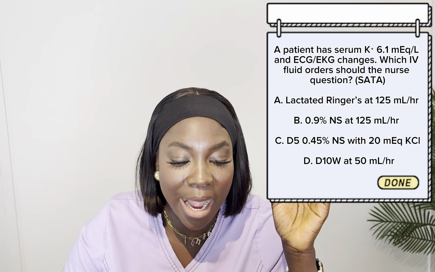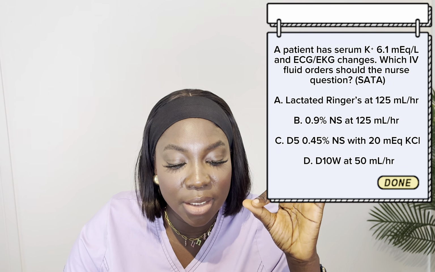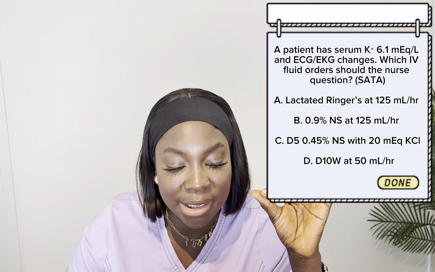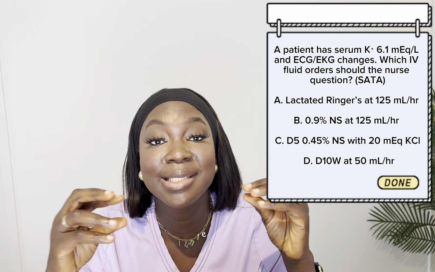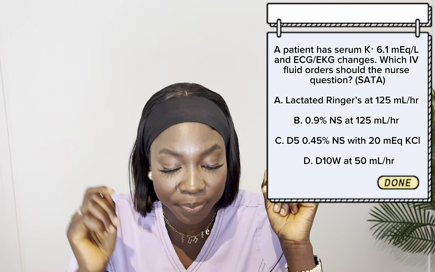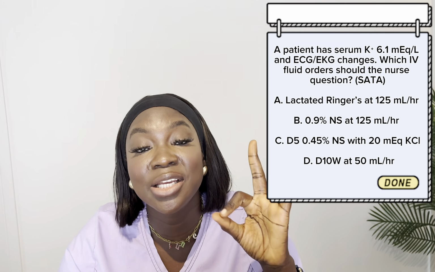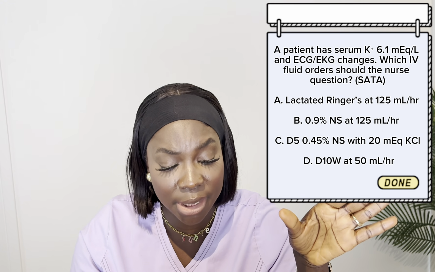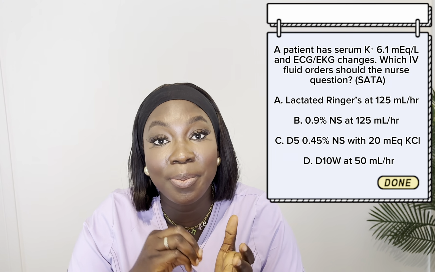The orders that are good for them are B and D. B is 0.9 normal saline at 125 ml per hour. There is no potassium in this, and it is safe, and it can help to flush out the potassium via the kidney. Okay. And the last one says D10W, which is 10% dextrose in water, which is sugar. There's no potassium in it, and this can be used with insulin to help shift potassium back into the cell.